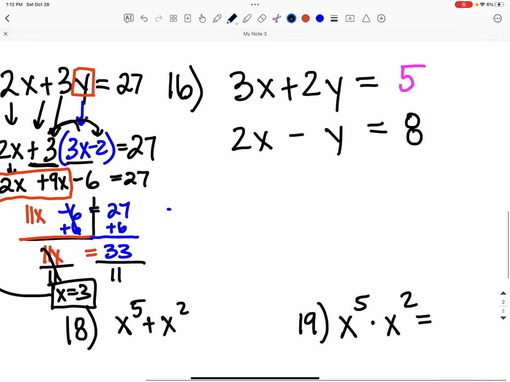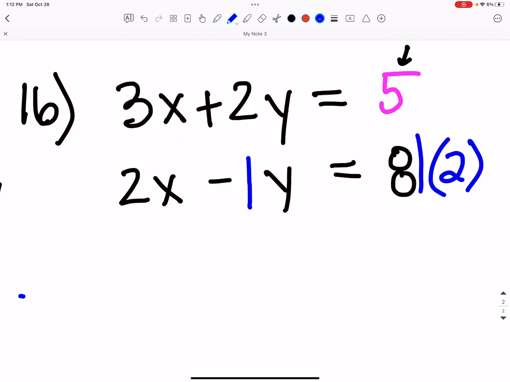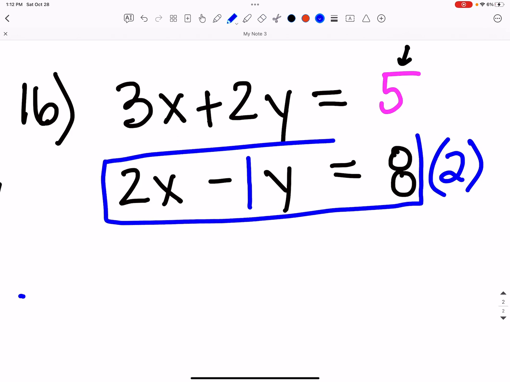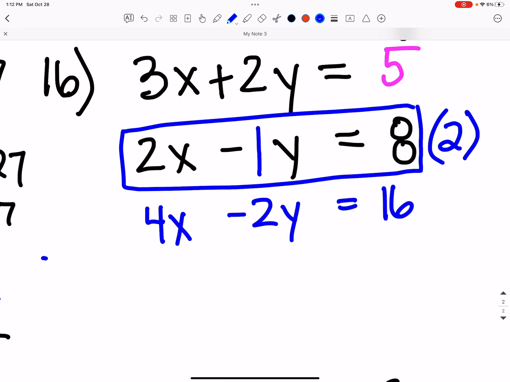All right, this guy, 16, you had to make sure that this number was 5. I wrote it wrong on the test. All right, so there's an imaginary 1 right here. So this is an imaginary negative 1. And we want this negative 1 to kill off the positive 2. But to do that, we're going to have to make this whole row twice as big. So instead of having 2x's, we have 4x's. Instead of having negative 1y's, we have negative 2y's. Instead of having 8, we have 16.